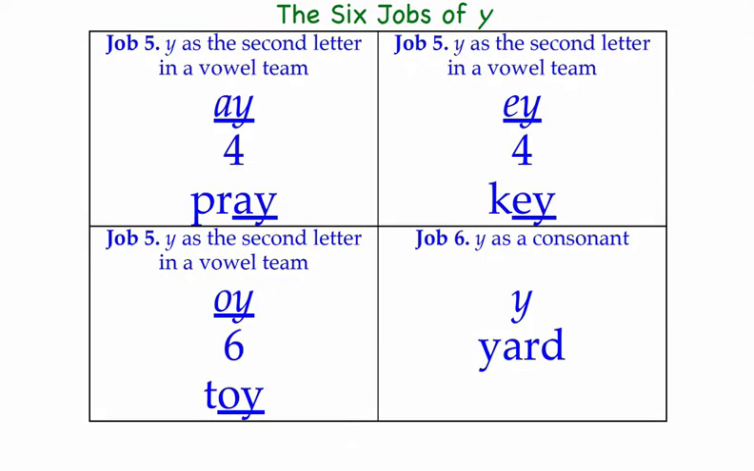Job 5. Y is part of the vowel teams AY, EY, and OY. In all of these teams, the Y is silent. AY represents the long A sound, A as in pray. EY, the long E sound, E as in key. OY represents the sound OI, as in toy. And finally, job 6. When Y is at the beginning of any syllable in a word, it's going to be a consonant, and Y as a consonant represents the sound Y, as in yard.